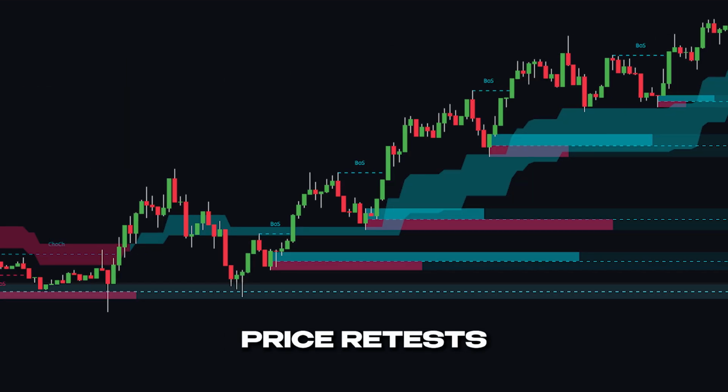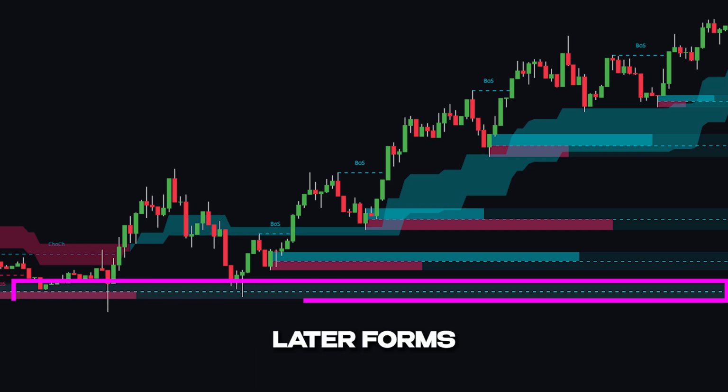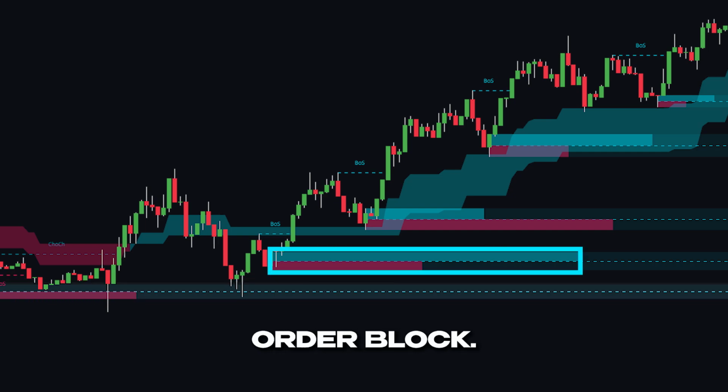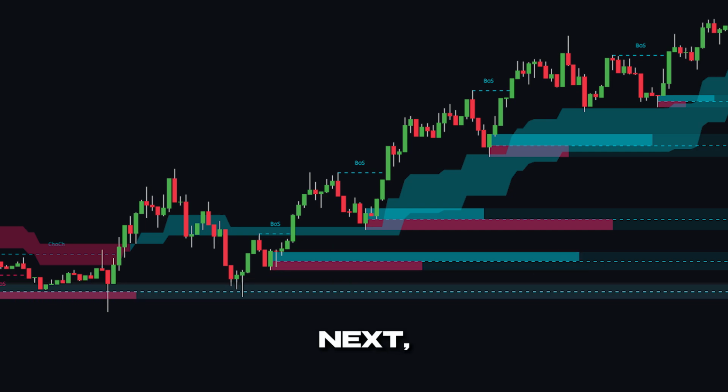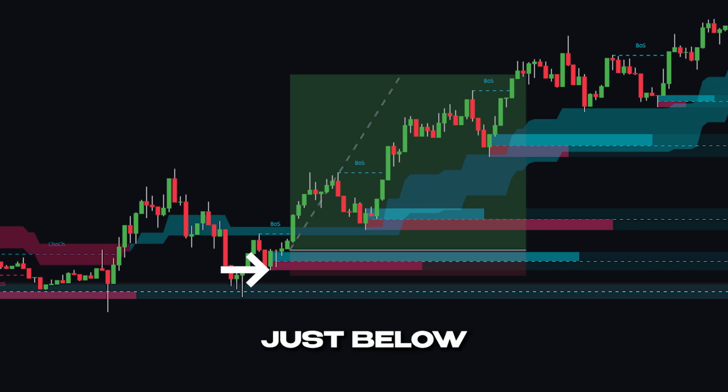This time, price retests a bullish order block, and minutes later, forms a second bullish order block. Clear signs of strength. Next, price breaks above the retest zone and prints a break of structure. That's our cue. We enter long, set our stop just below the order block, and aim for recent highs. Clean, simple, profitable. Here's a slightly different short.